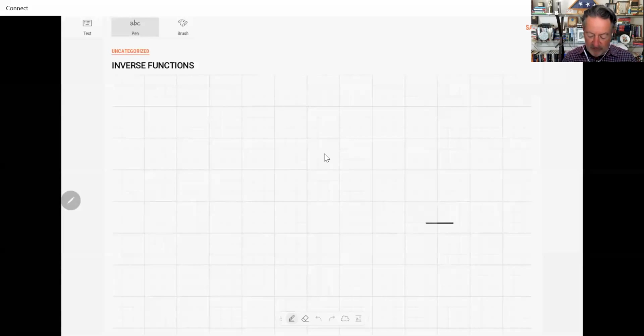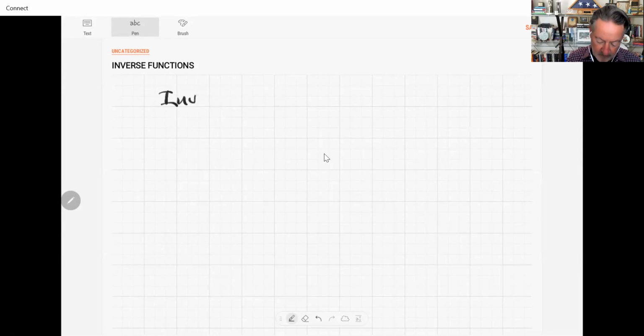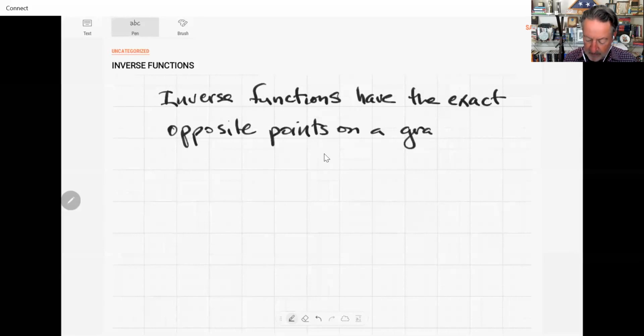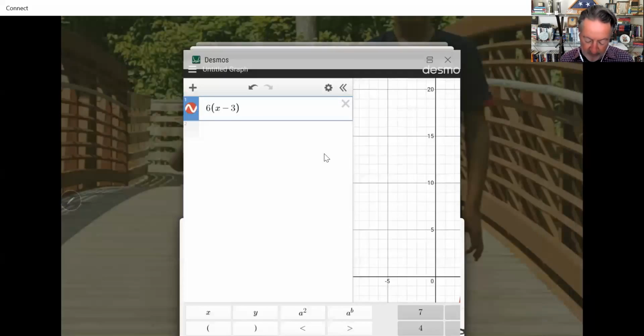All right, so what's an inverse function? An inverse function is a pretty simple idea. Functions are inverses of each other. Inverse functions have the exact opposite points on a graph.